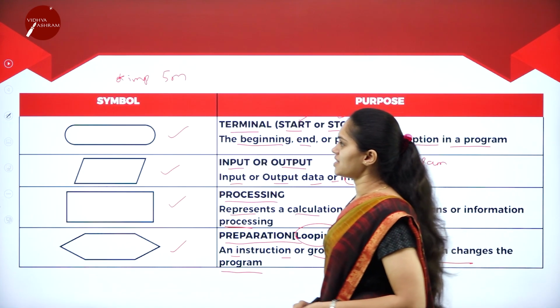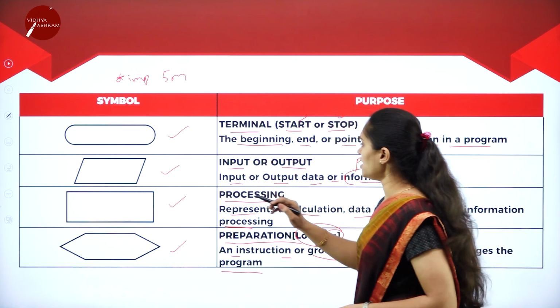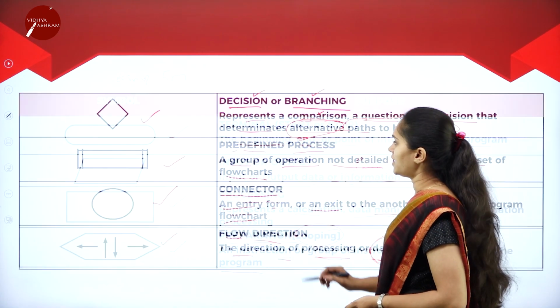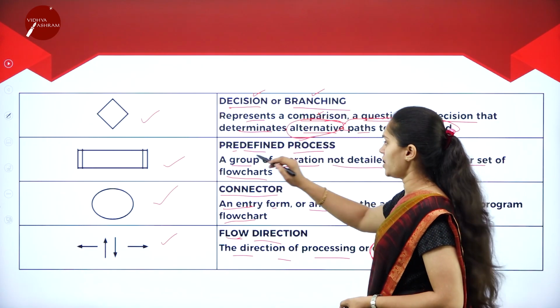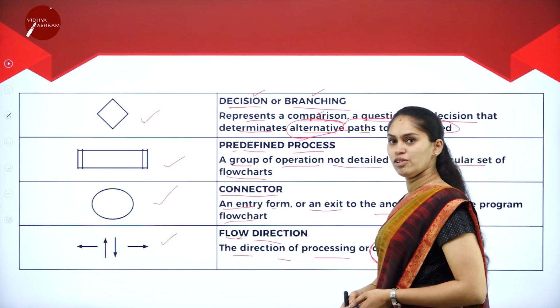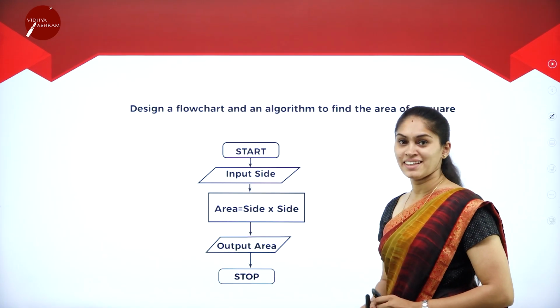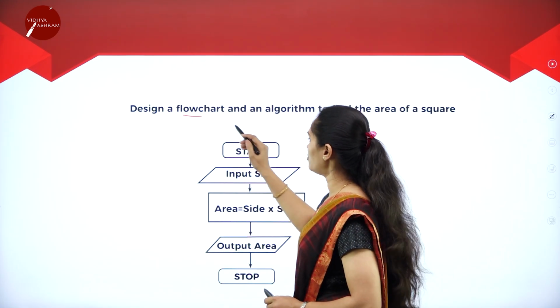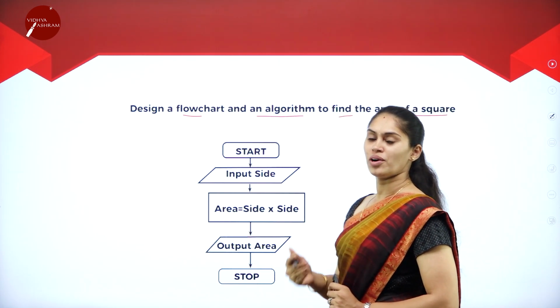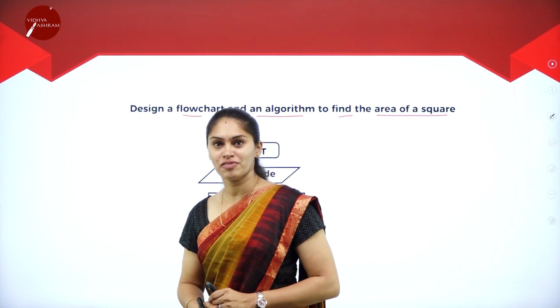So flow direction mainly indicates the direction of processing or data flow. Okay, so what are the symbols we have? That is terminal, then input or output, processing and preparation, then decision or branching, then predefined process, and we have connectors along with flow direction. Now we'll see an example to design a flowchart and an algorithm to find the area of a square.